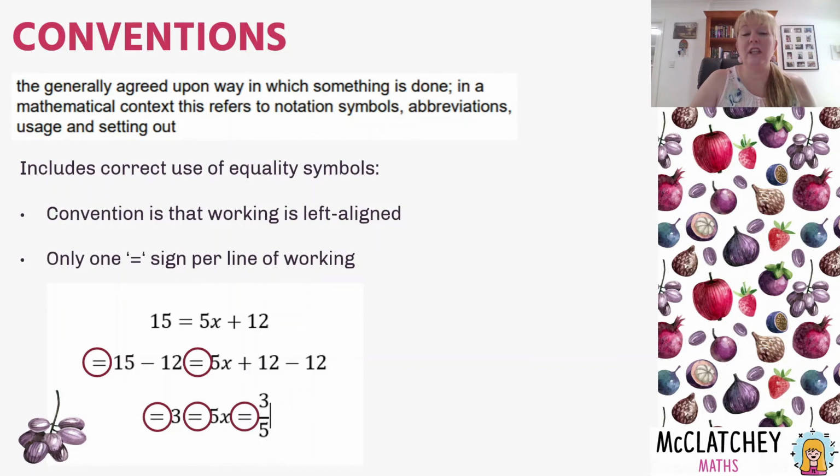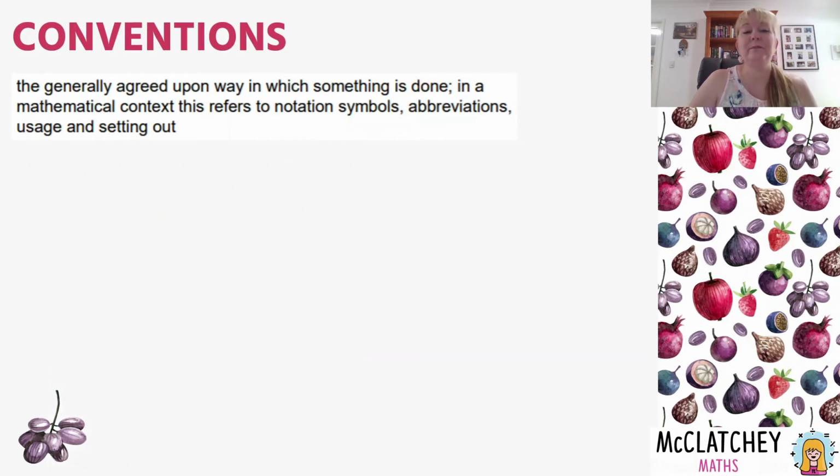You'll notice in the third line they've also got 3 equal signs as well. They're saying that 3 is equal to 5x, which is equal to 3/5. Well, we know 3 is not equal to 3/5. So it's really important that you make sure that you only have one equal sign in any line of working.